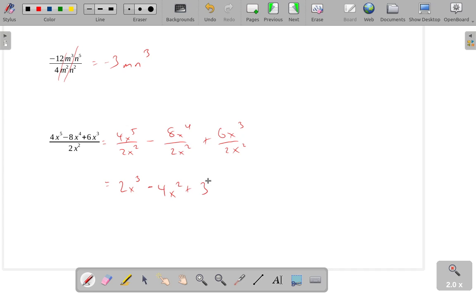On this one we have 6 over 2 is 3. X cubed over x squared, 3 minus 2 is 1. This would be x to the 1st power, which would just be x. So this is what we'd get for that one.